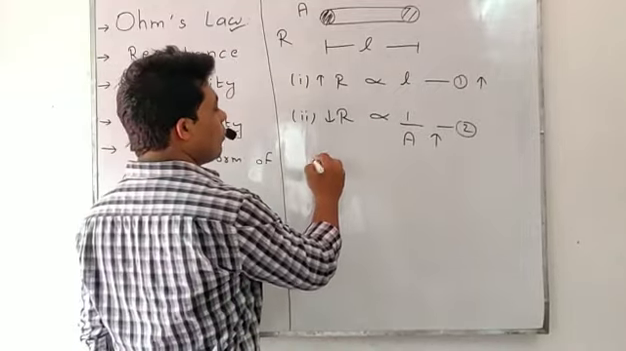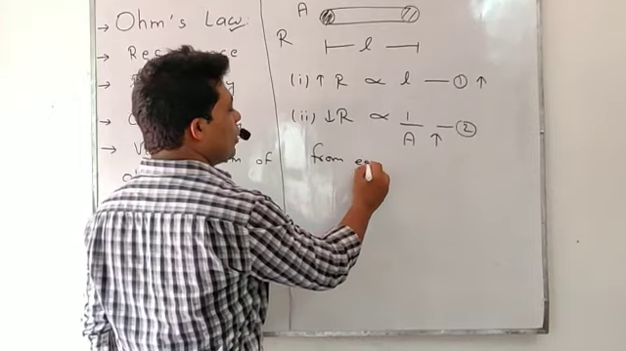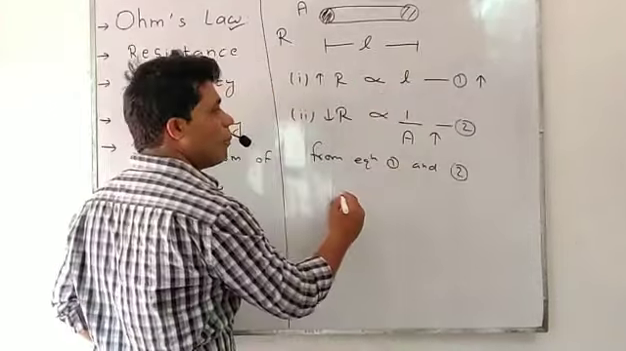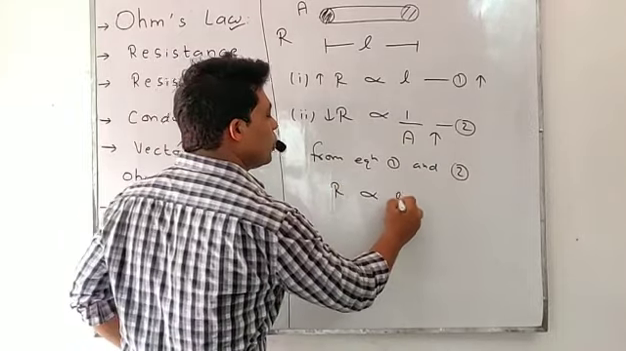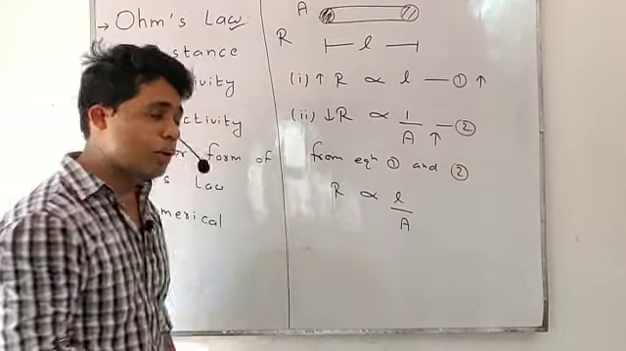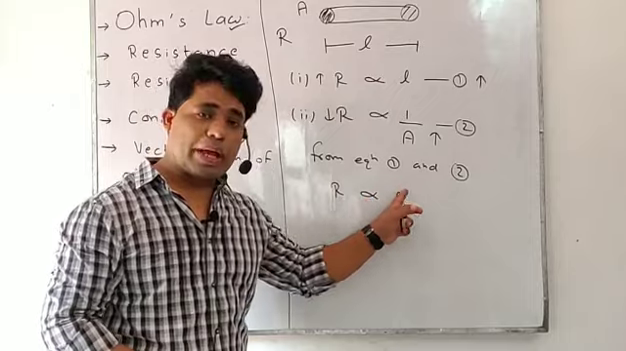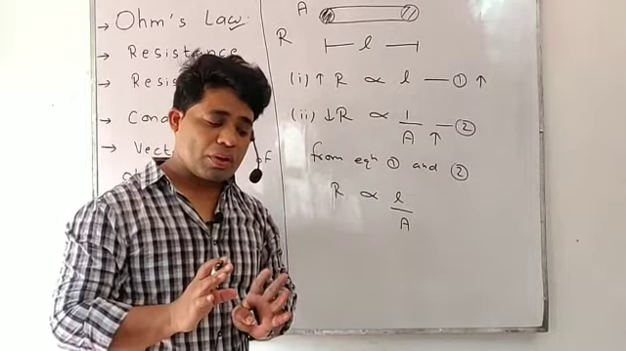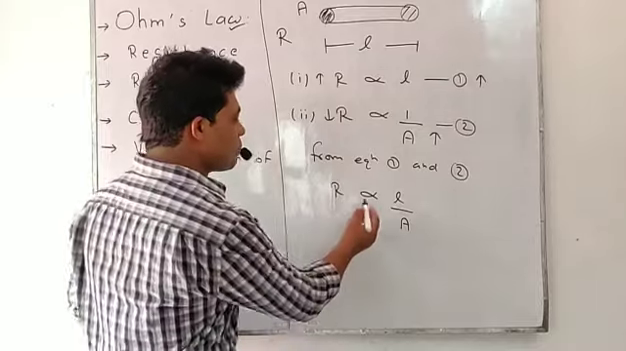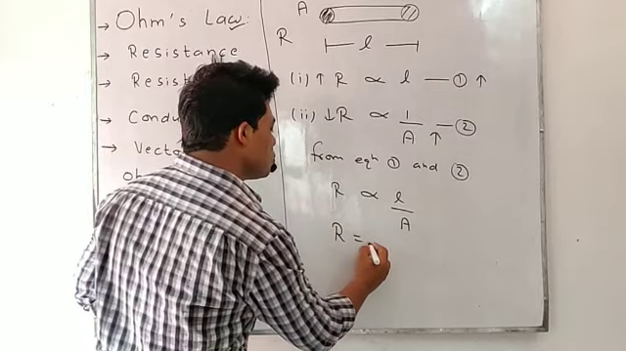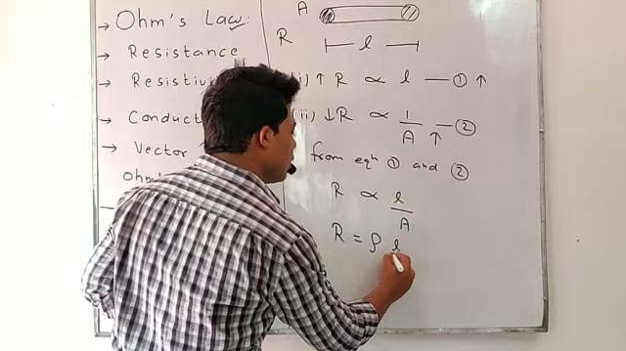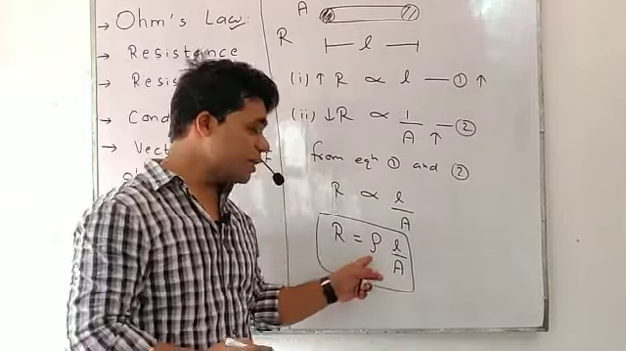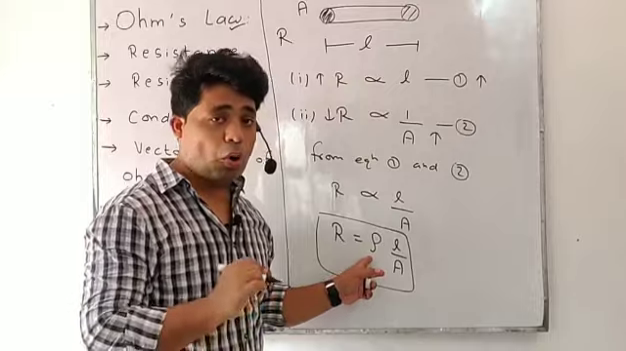When we combine the first and second equations, we will get R proportional to L upon A. Resistance is directly proportional to the length and inversely proportional to the area of cross section of the given conductor. Now students, whenever we remove this proportion sign, we will always use equal and constant. Here I am going to use a constant. This constant is represented by this symbol, which is said to be rho.